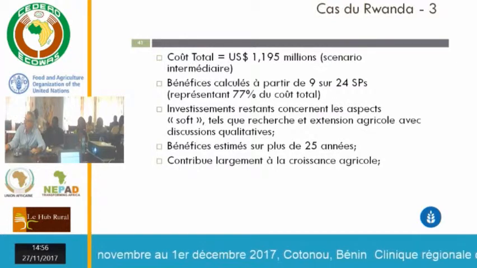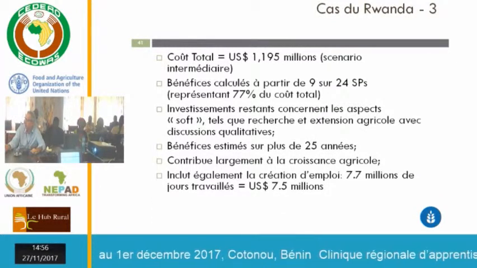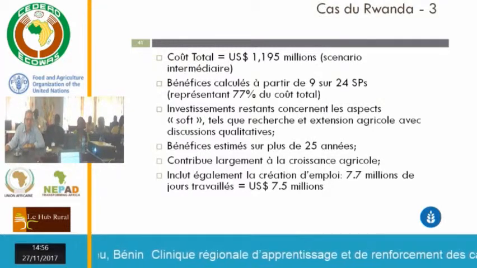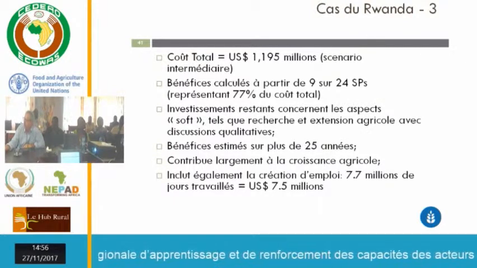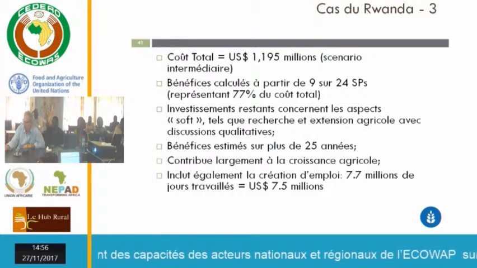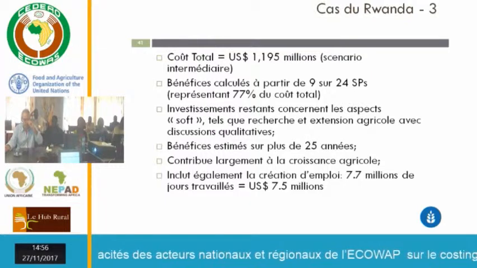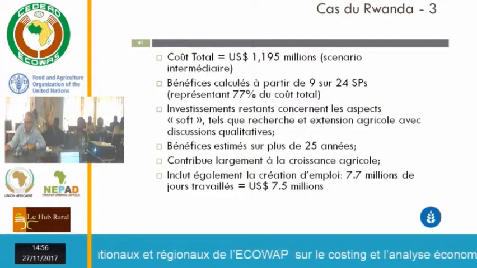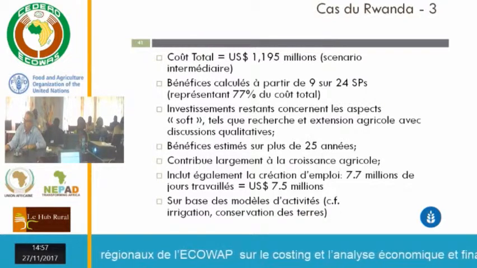And the benefit will contribute to the agriculture growth, largely. The analysis also tried to quantify, considering that this was one of the objectives of the country, to increase rural jobs, rural employment. So it also included job creation as one of the direct benefits of NIPE, and they assigned a market value to it, by saying that the average remuneration rate was $0.95 per day. So this is considered a benefit.